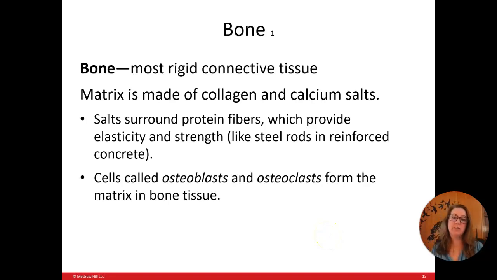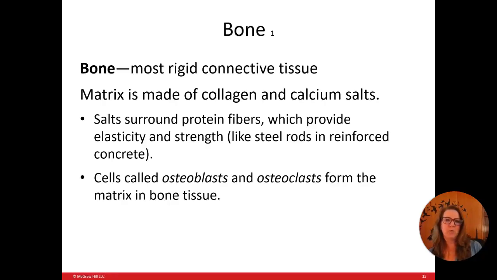Let's move on. So another type of connective tissue is bone. And we know that bone is not a loose connective tissue. Instead, it is a rigid connective tissue. And the matrix that the bone is part of is made up of collagen and calcium salts, which makes sense because we know that we need calcium for our bones. So you see the salts surround protein fibers, which provide elasticity and strength. So it's hard to imagine how our bone has some elasticity, but it is a pretty good shock absorber, and that's because of this arrangement of the protein fibers and salts.